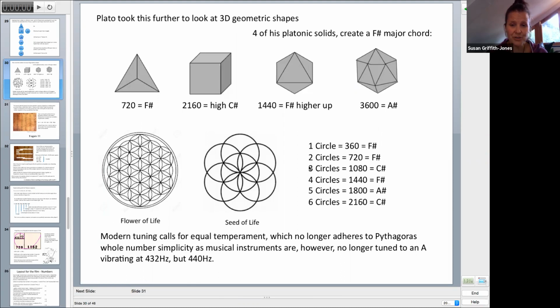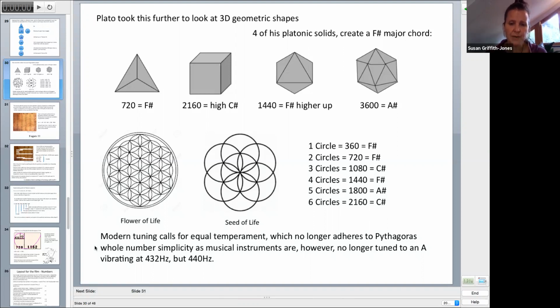And this also refers to the flower of life and the seed of life. So looking at the seed of life here, we can see there are 7 circles, or 6 circles creating this 7. So we have the first circle, again, 360, 720, etc., making again this 3-part perfect harmony of this scale.